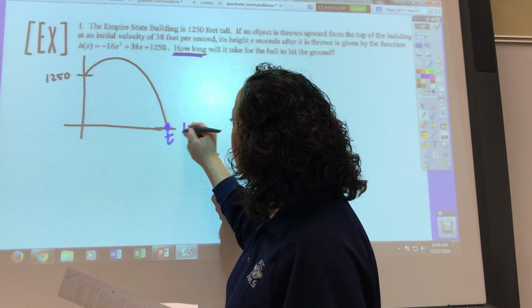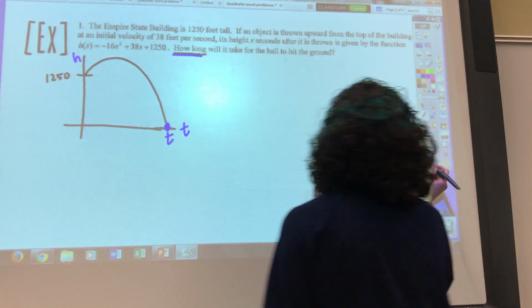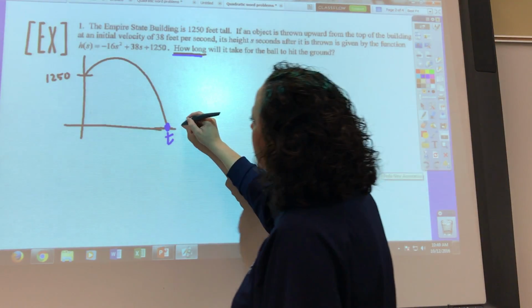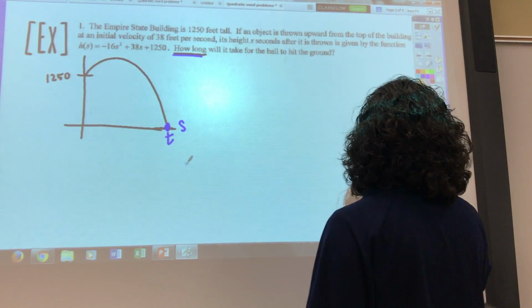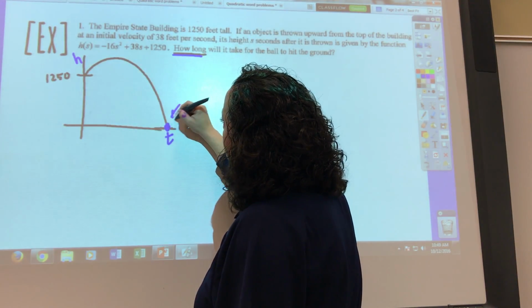Okay, remember this is the t-axis, this is the h-axis. Actually, no, they call it s-axis here. So this is the s-axis, you want the time, the s, okay, and this is the height. So we ultimately want this, okay?